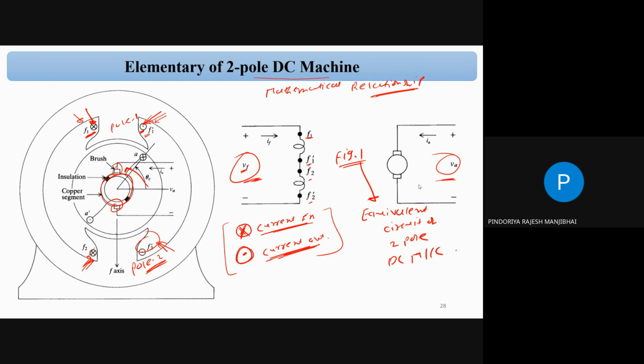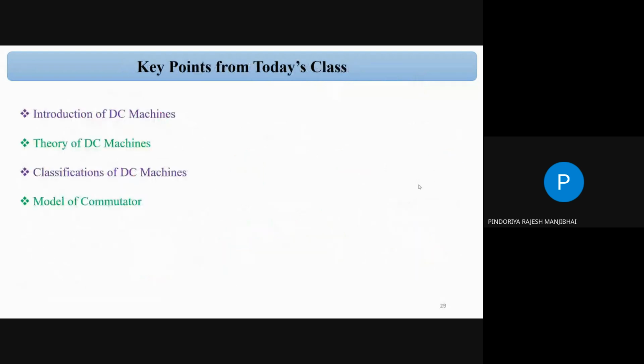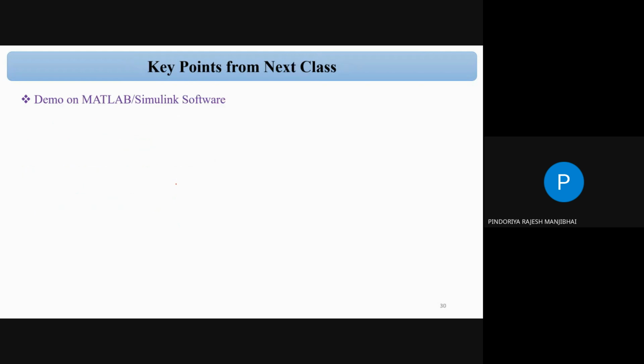In the next class, we will see the detailed mathematical relationship: supply voltage, field flux, speed, torque. From the next class, we will see the elementary two-pole DC machine. Key points from today's class: introduction of DC machines, theory of DC machines, classification of DC machines, and the model of the commutator.